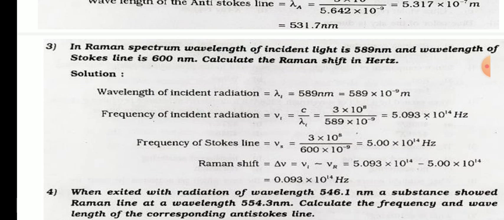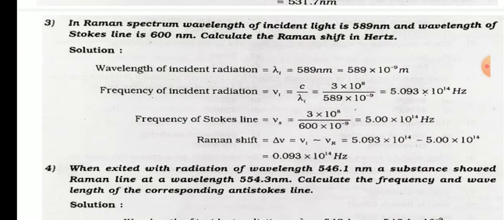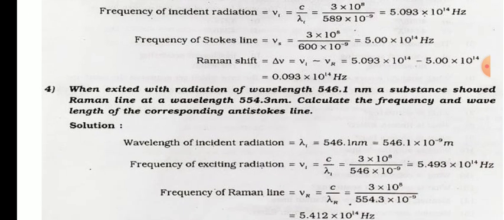Therefore, the Raman shift delta nu is equal to nu I minus nu R. Here nu R is nu S, the Stokes line frequency, which is less than the incident frequency. So 5.093 into 10 raised to 14 minus 5 into 10 raised to 14 is 0.093 into 10 raised to 14 hertz. So that is the Raman shift.